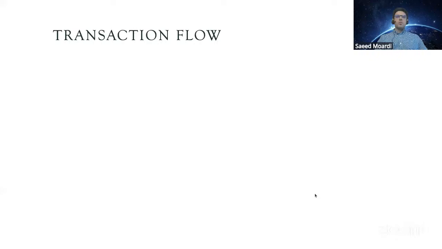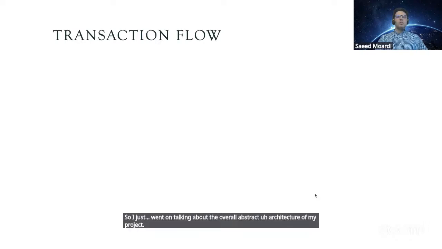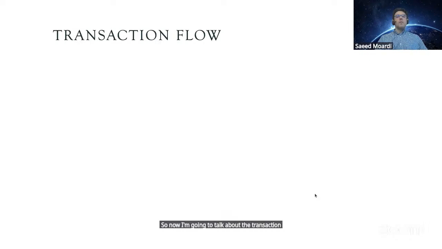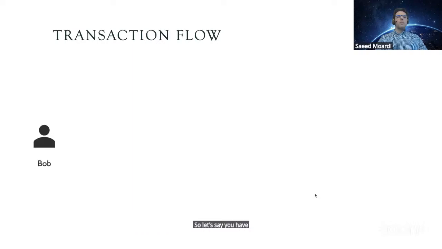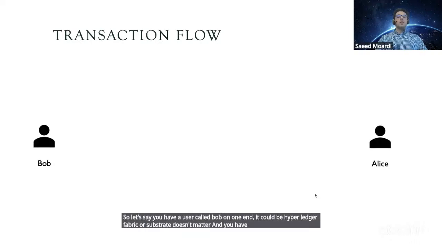So I just went on talking about the overall abstract architecture of my project. Now I'm going to talk about the transaction flow that happens in this architecture. Let's say you have a user called Bob on one end, which could be Hyperledger Fabric or Substrate, doesn't matter. And you have Alice on the other end, and you want to submit a transaction from Bob to Alice.